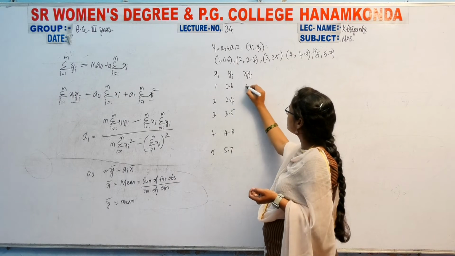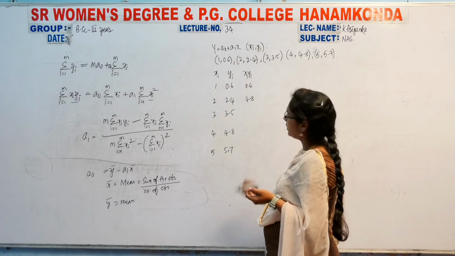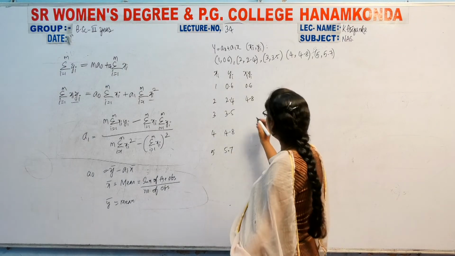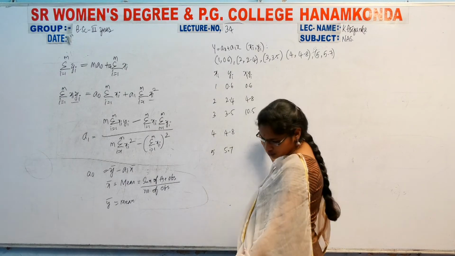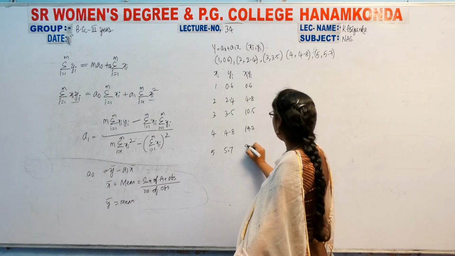X into y, so now it is 0.6. 24 into 2, 48, that is 4.8. Next, take the direct values, ma. 10.5, I have the values here, I am taking all those. 19.2, 28.5.